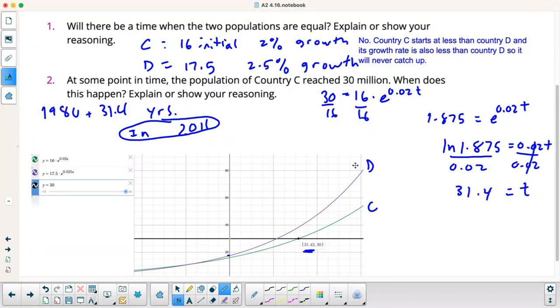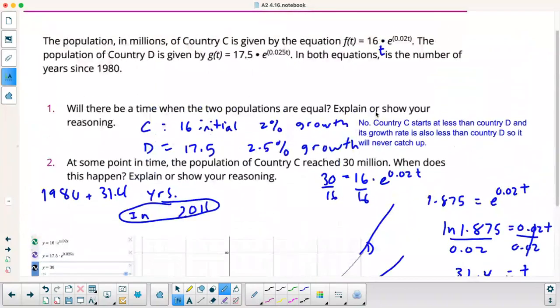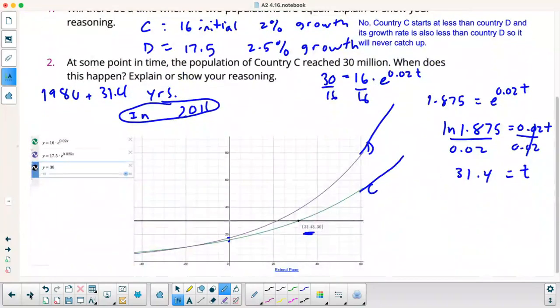And then, like I explained in part one, you see here D starts out above and it grows at a higher rate. Notice the curve is more bent. And then you look here at the green one, country C. This one is starting less and it's less bent, so it's not going to catch up. They're going to continue to get farther apart as time goes on. Okay, so that's kind of how that works.